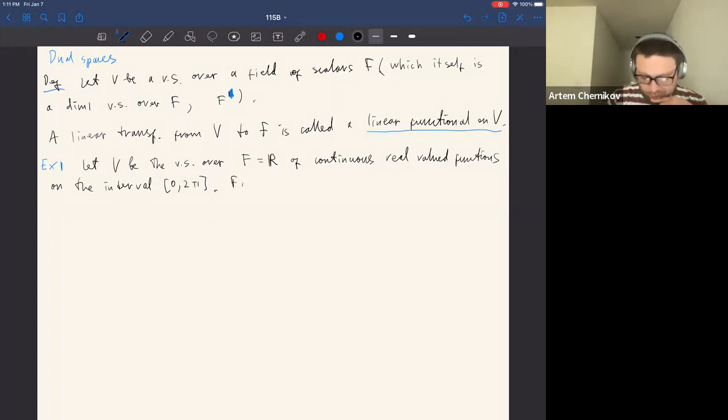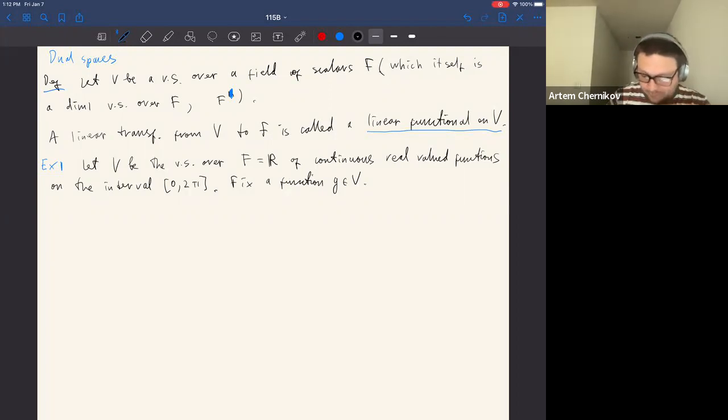And also fix some arbitrary function g in V. Oh, and I hope you remember, yeah, that the continuous functions of this form form a vector space where we just add two functions by adding the values of two functions on any given argument, right? And multiply by scalars correspondingly. So this is an infinite dimensional vector space.